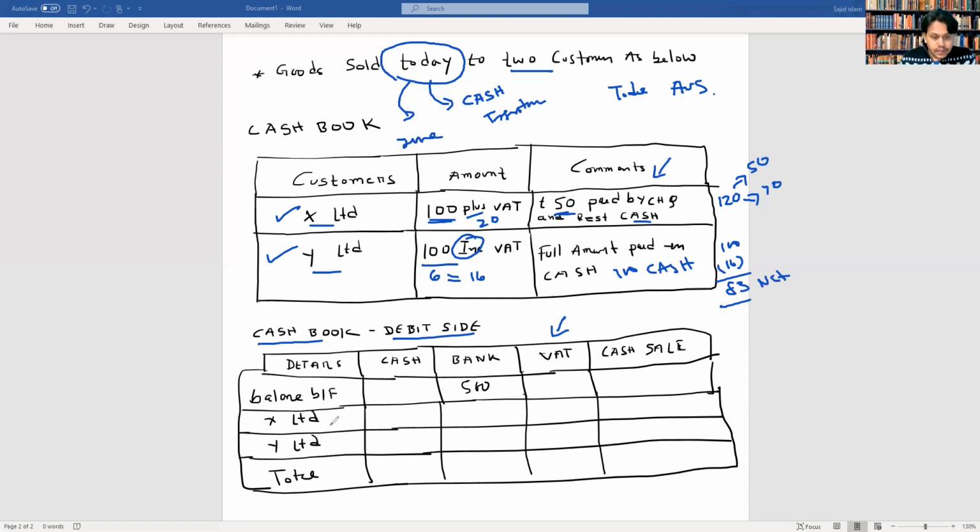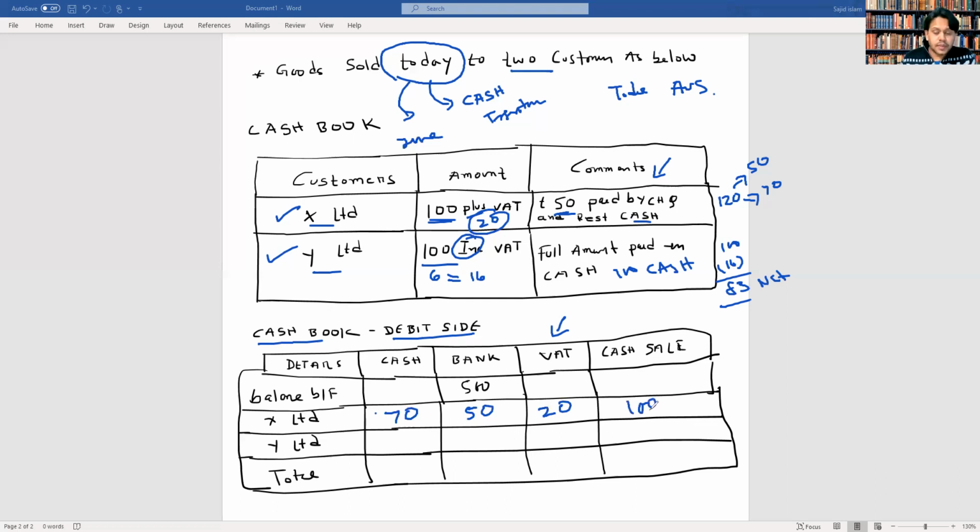So we recorded for X Limited 100 plus VAT. So the total is 120, but 50 is a cheque, sorry. So £50 will come to the bank and 70 will come to the cash. That's the total. Now VAT is 20, which we already calculated, and net will be 100.